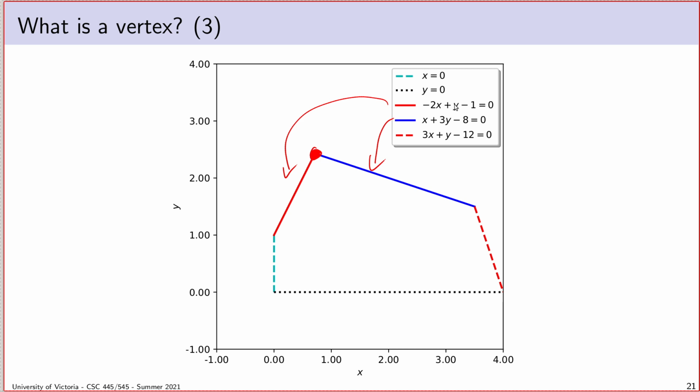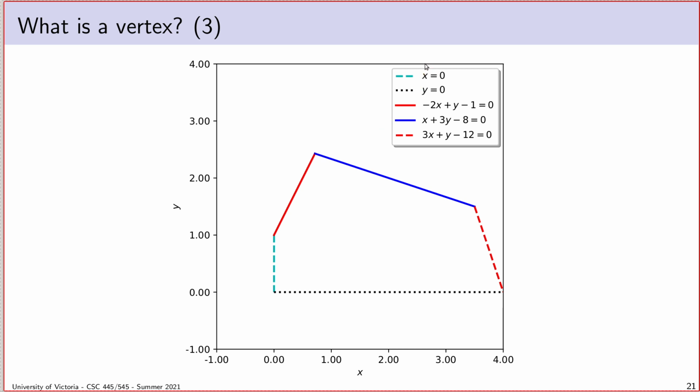Notice also that none of the other constraints are being met at equality at that point. So the constraint x equals 0, it's way over here, so this point does not meet that constraint at equality. The constraint y equals 0, same story. And then this constraint here is way up here, so this point does not meet this constraint at equality. So notice that at that vertex I chose, 2 constraints are being met at equality. Notice also there are 2 optimization variables.